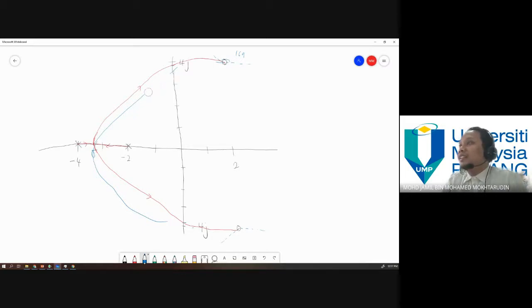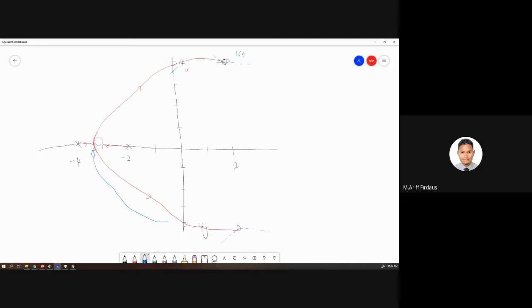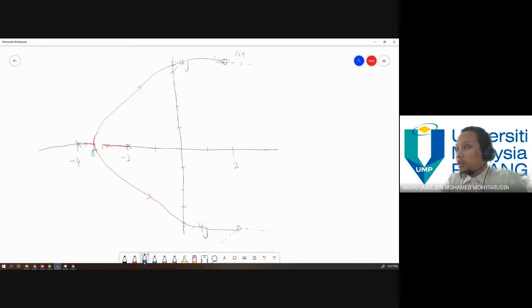Macam tu lah. So yang dekat negatif 3.39 tu breakaway ke break in? Ni breakaway. Breakaway sebab if you look at the root locus, dia start dari poles, so dia kena keluar. Dia kena keluar dari real axis. So when it goes out, meaning that it breaks away, okay? Dia break away lah, breakaway points. Okay sir.